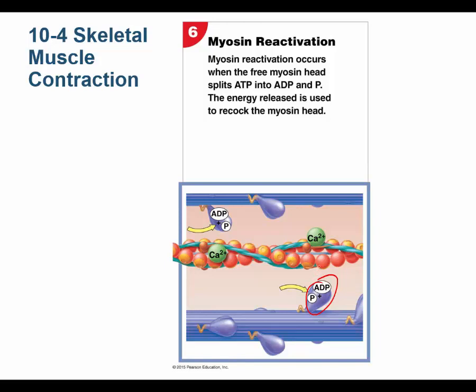So if it keeps binding and swiveling and releasing, and binding and swiveling and releasing, if it keeps doing that, it'll walk these thin filaments right towards the center of the sarcomere. It'll reduce the H zone, and your sarcomere gets shorter. So it'll just keep on doing this.